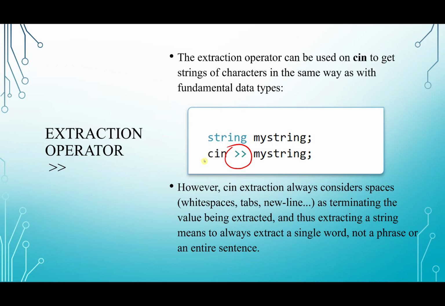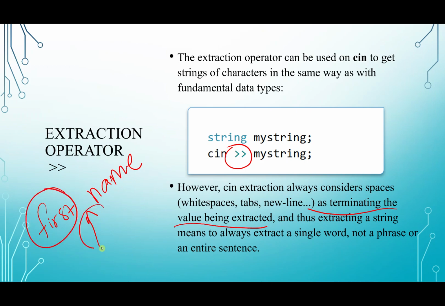As you know, with the extraction operator, you always consider the spaces, the white space, the tabs, the new line as terminating the value being extracted. So if, for example, you entered your first name, as you can see, there is a space in here. It only takes the first part because this space is considered the interruption signal that cuts off everything after that. Now that is also true for the tabs and for the new line, the enter you press.